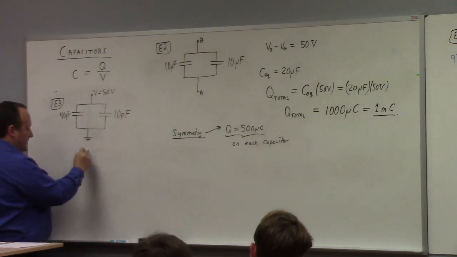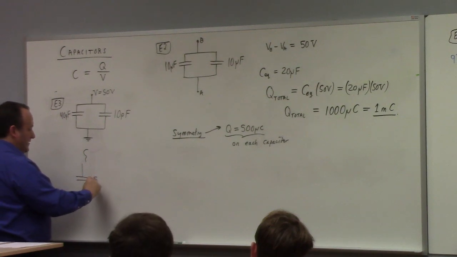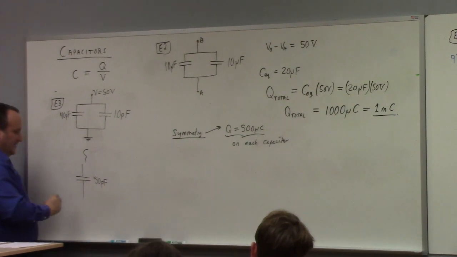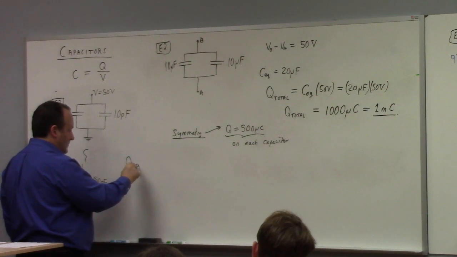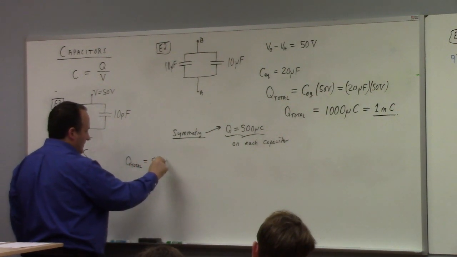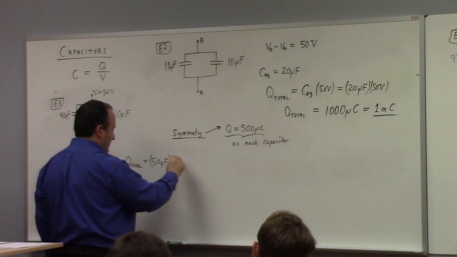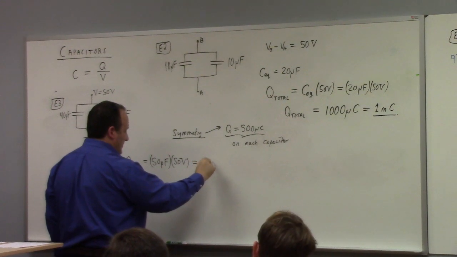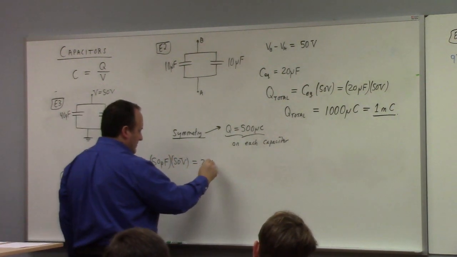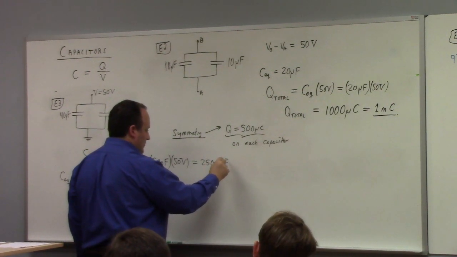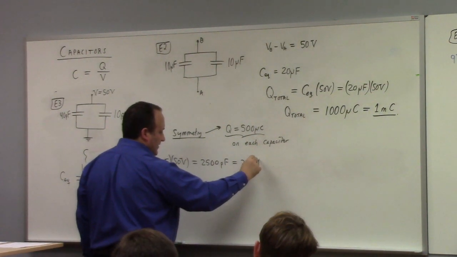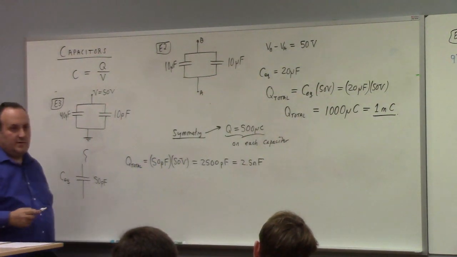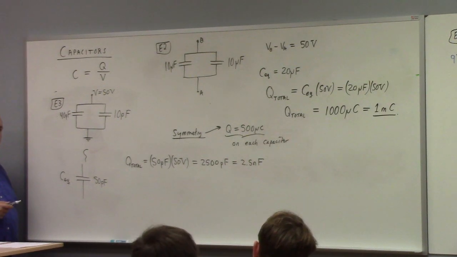Okay, great. So then this is the same as a 50 picofarad capacitor, that's the equivalent capacitance. And so my Q total is what? I got my 50 picofarads times my 50 volts. That gives me 250, or 2,500? 2,500 picofarads. Or if you prefer, we could say 2.5 nanofarads, right? Because a pico is 10 to the minus 12, and nano is 10 to the minus 9. So 2,500 is 2.5 nanofarads there.